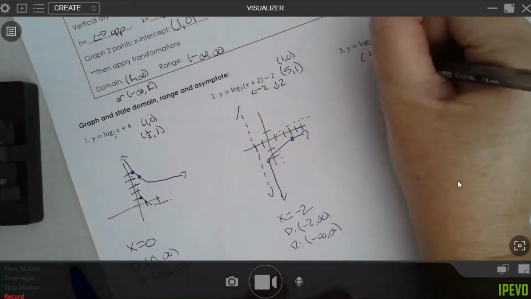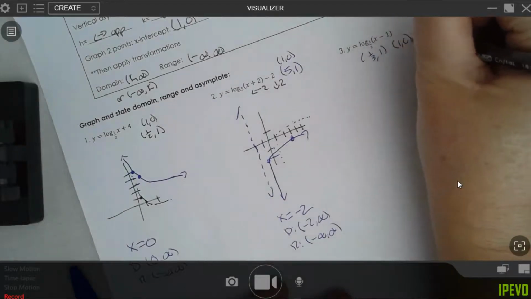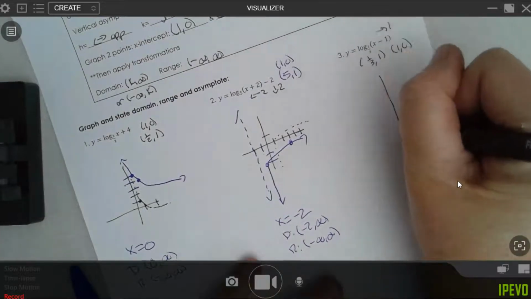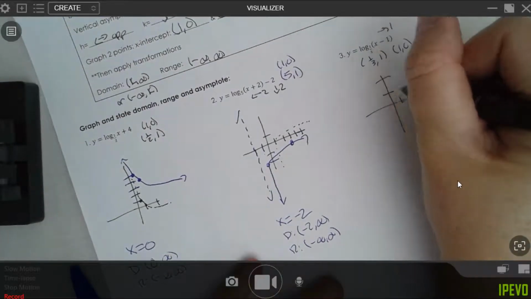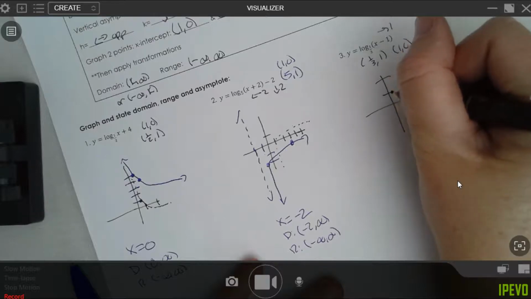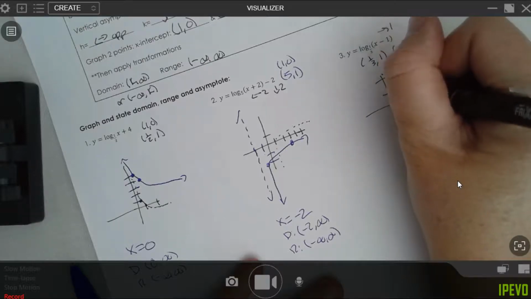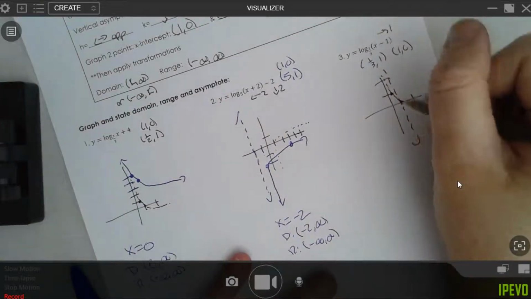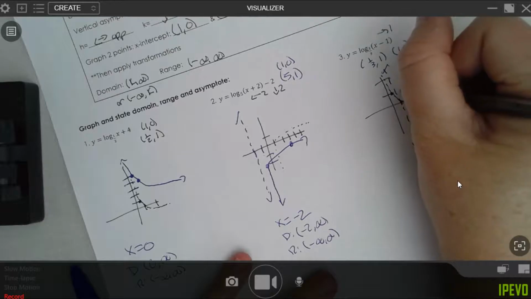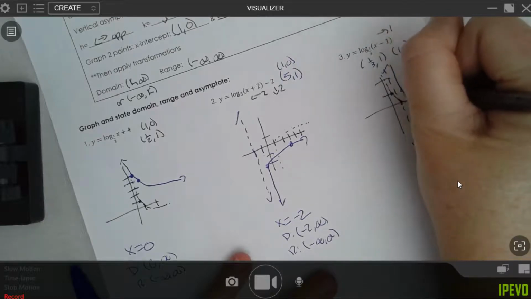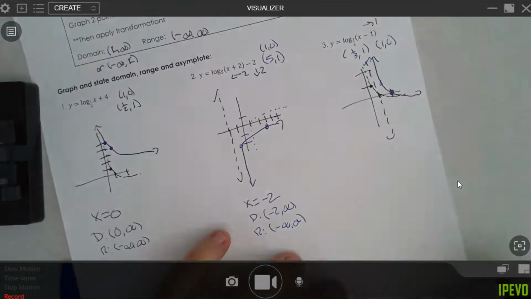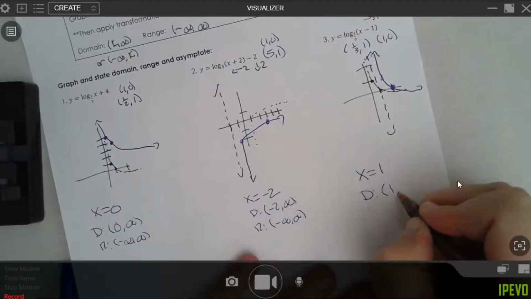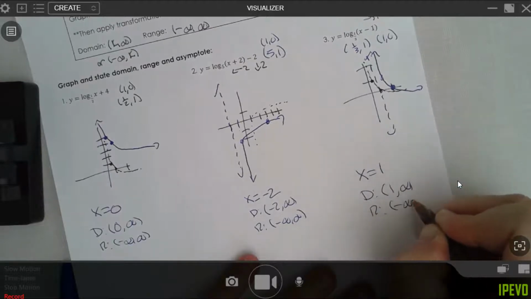So I'm going to get (1/3, 1) and (1, 0). Again, it's going to look like the other ones, and this one's going to move right 1. So originally, the third one would be like here and here. So it would look like that. I'm just going to move both of those right 1. So there's your picture. So x equals 1 is now my asymptote. My domain is 1 to infinity. My range is negative infinity to infinity.